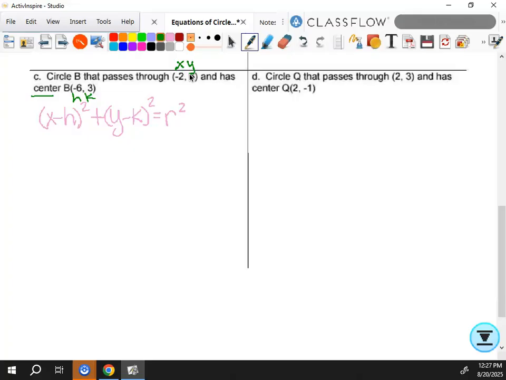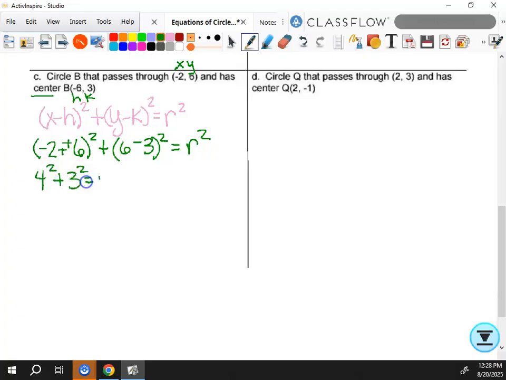So now I substitute in everything I know. I know I have an x value I can use. That is -2 minus the h value, which is a -6, squared, plus y, which is 6, minus k, which is 3, squared, equals r squared, because I don't know r. But now that's my only unknown, so it's no big deal. Okay. What is -2 minus a -6? 4, because this becomes plus a positive, so that's going to be 4 squared plus 3 squared equals r squared.